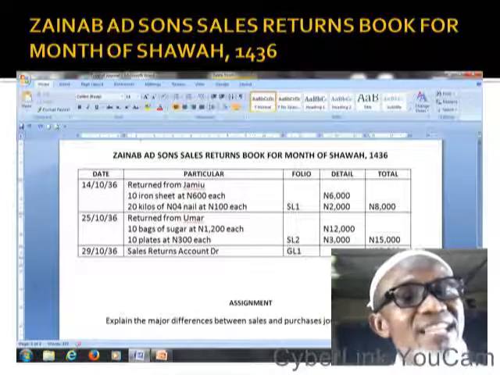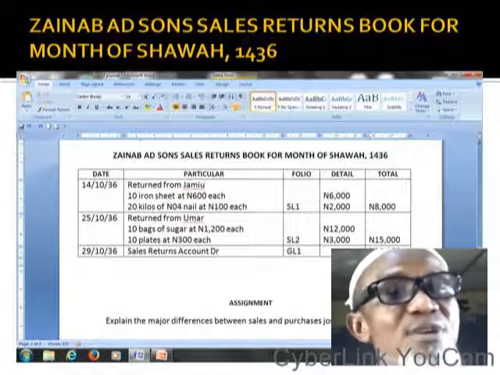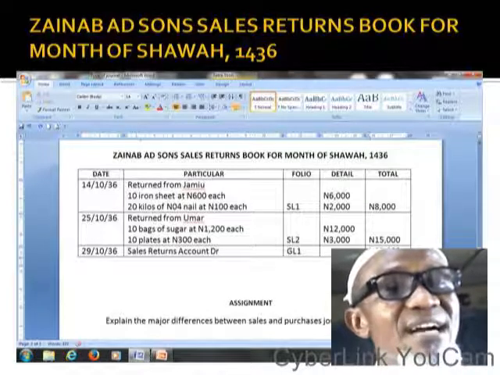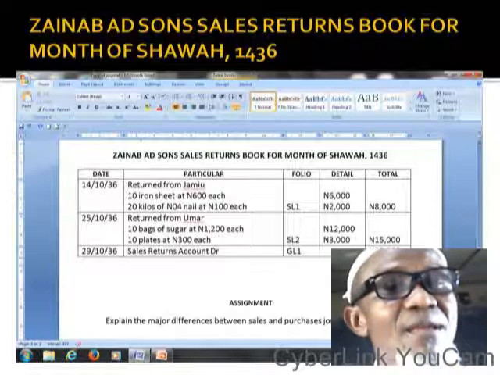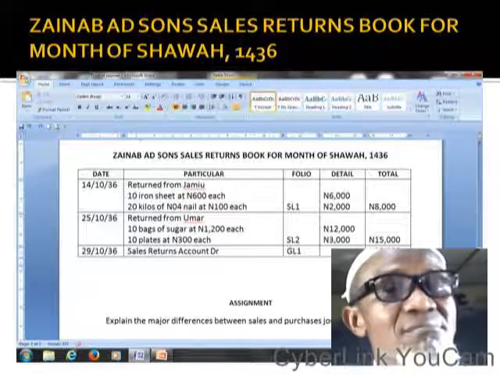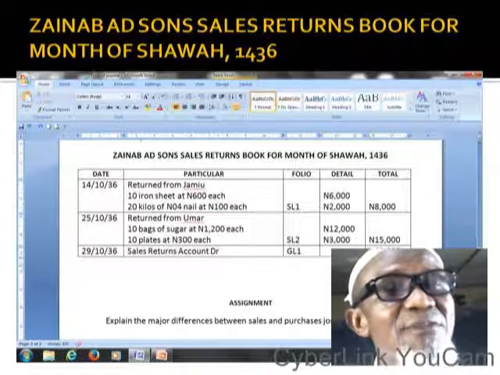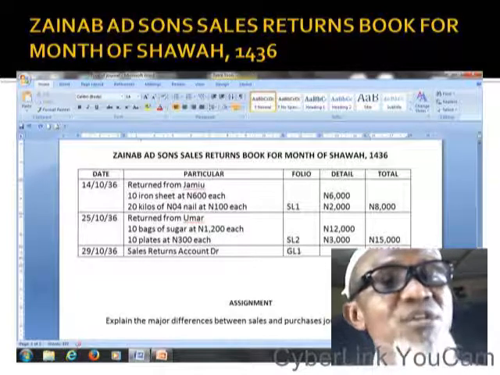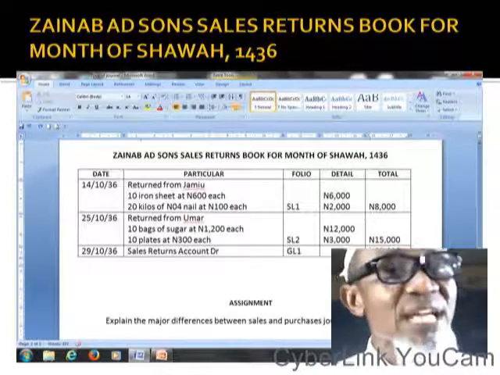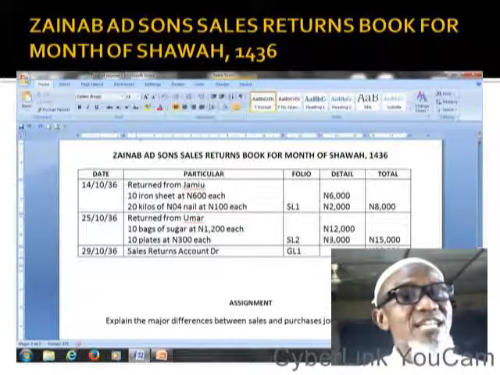At the beginning of this lesson, I told you we have various books of original entries. But basically, we are discussing journal. And I told you we have various types of journal. Among those journals are these four that we discussed.